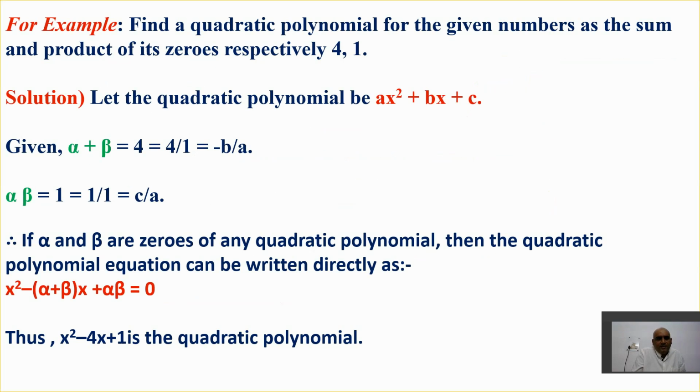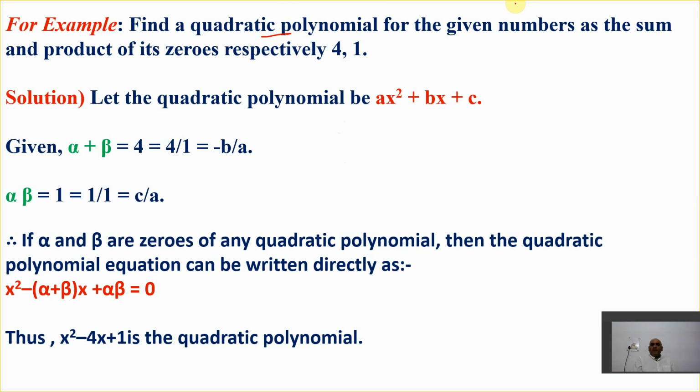Now, next here is another type of question, but on the same concept, right? Find a quadratic polynomial for the given numbers as the sum and the product of its zeros as 4 and 1.